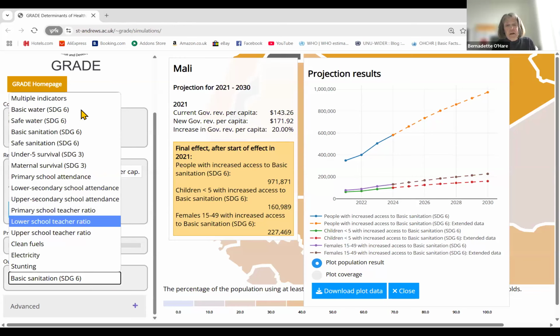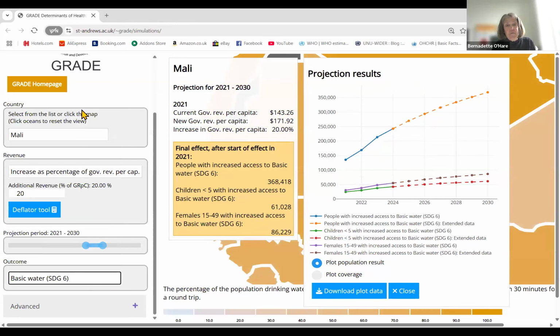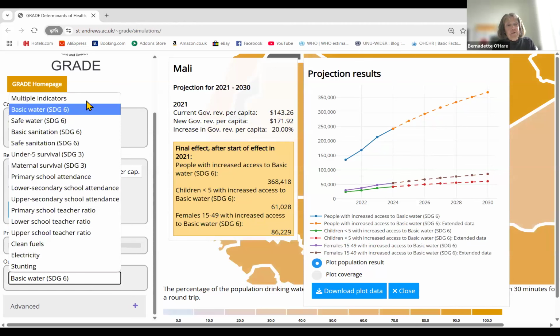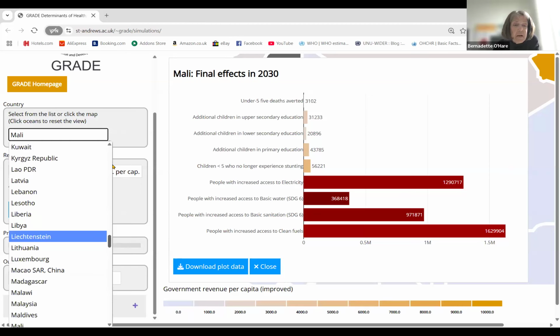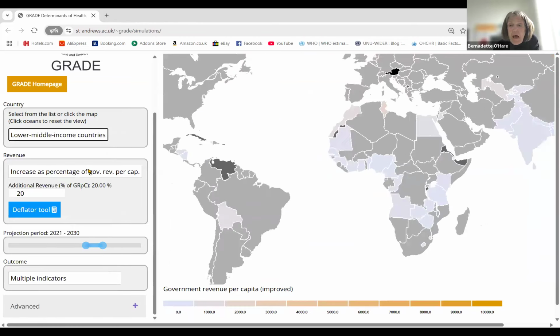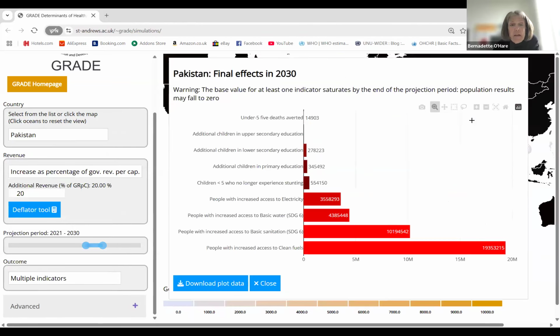What about basic water? Equally very large numbers and impressive. We can also select to present multiple indicators, and these are the numbers by 2030. This is the number of people who would have access to those SDGs. We can download the image as a PNG, or we can download the plot data and present it as works for your presentation. What if we pick a lower middle income country, and I'm going to choose Pakistan.